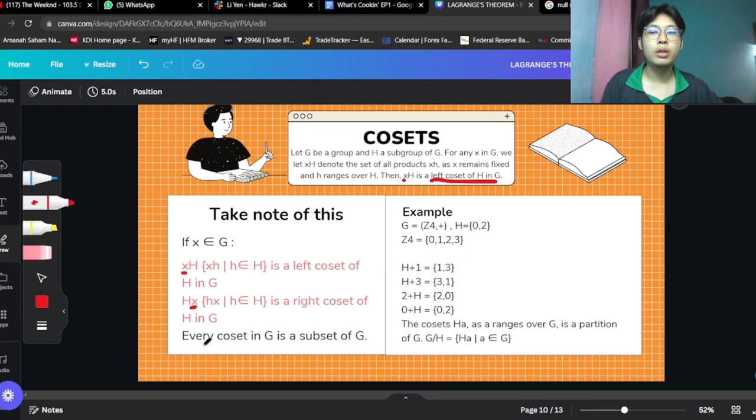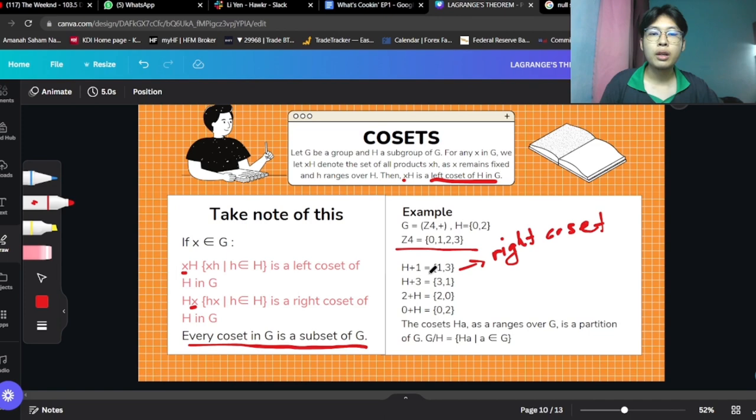For example, this is a very simple example. Let's say we have the group of addition of integers mod 4, and we have H equal to {0, 2}. For the integers mod 4, the elements we have inside are 0, 1, 2, and 3. Let's say I would like to add 1 to H. This is called the right coset.